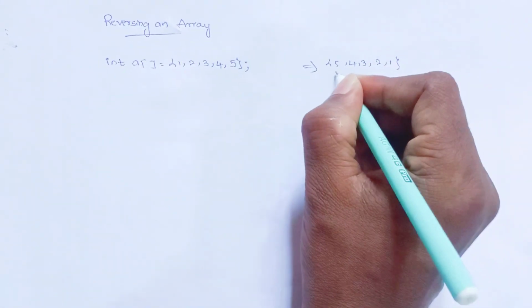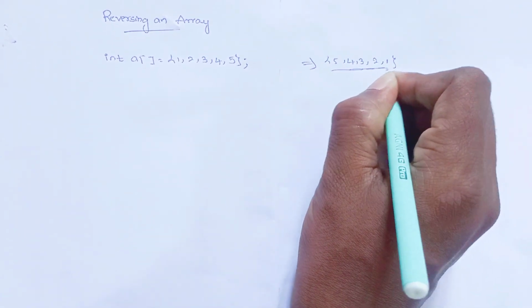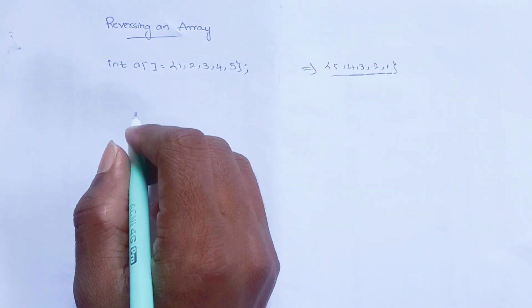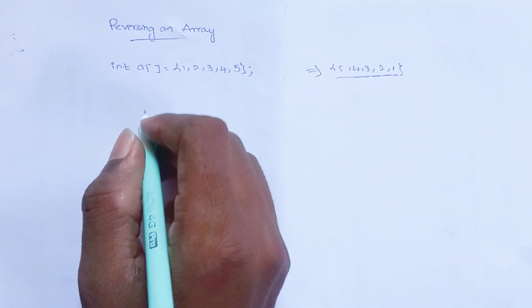So this should be the output after reversing this particular array. Okay, now let me write the code in Java to reverse an array.